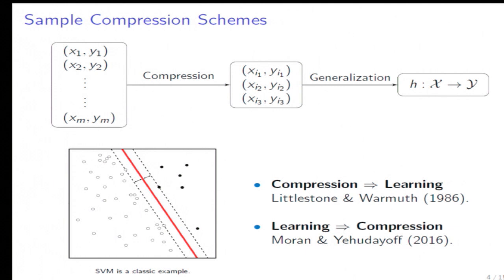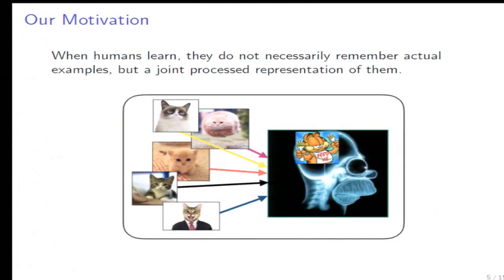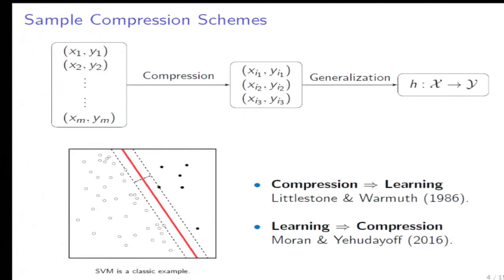And 30 years later, the converse was proved, which shows that if a class is learnable, let's say it has VC dimension D, then it also has a compression scheme of size exponential in D. So in that sense, we see that learning and compression are essentially equivalent in the sense of sample compression schemes.